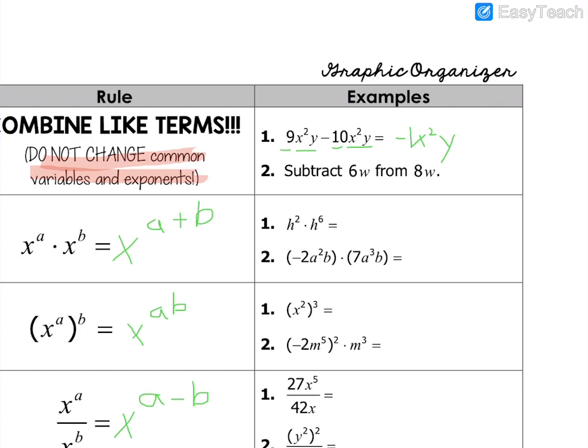Our next example over here says subtract 6w from 8w. That means if we write this out, we're actually going to do 8w minus 6w. So we need to look and see, are they like terms? Do they have the same letters and exponents? So they both just have a w, so that is okay. So now we're going to take our coefficients, the numbers, and we're going to subtract. 8 minus 6 is 2. And the w is just going to stay the same.